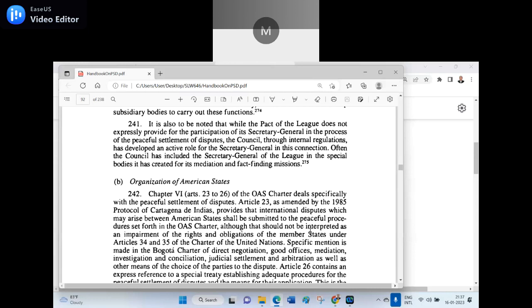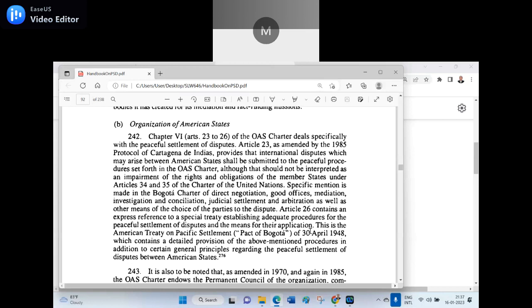Chapter 4, Articles 23 to 26 of the Organization of the American States Charter deal specifically with the peaceful settlement of disputes, and Article 23, as amended by the 1985 Protocol of Cartagena de Indias, provides that international disputes which may arise between the American states shall be submitted to the peaceful procedures set forth in the Charter. Under the charter, there are members, and those members only will be represented in the Organization of the American States. Although that should not be interpreted as an impairment of the rights and obligations of the member states under Articles 34 and 35 of the Charter of the United Nations.